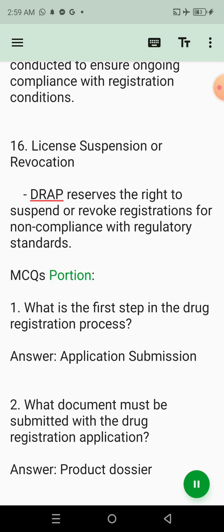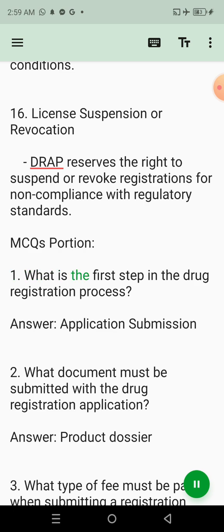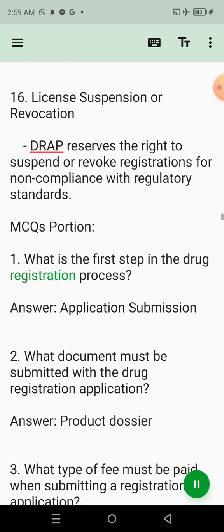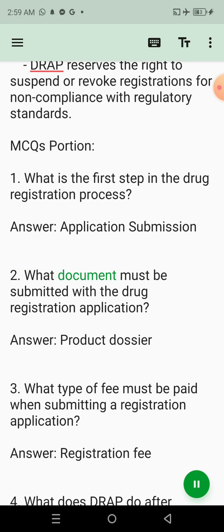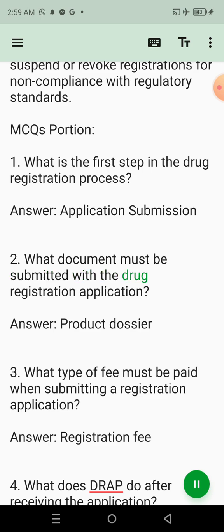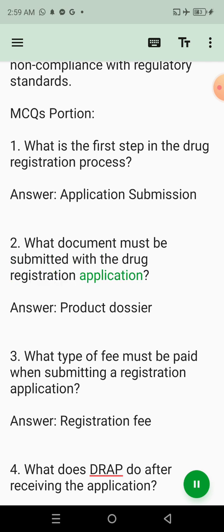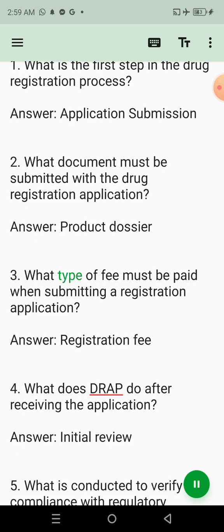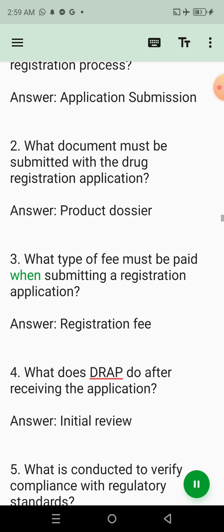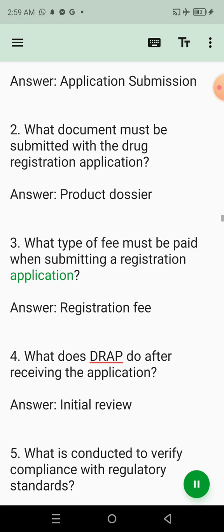MCQs portion. 1. What is the first step in the drug registration process? Answer: Application submission. 2. What document must be submitted with the drug registration application? Answer: Product dossier. 3. What type of fee must be paid when submitting a registration application?